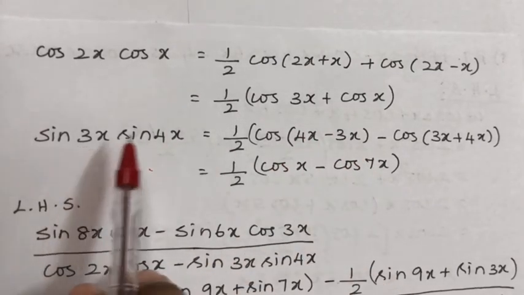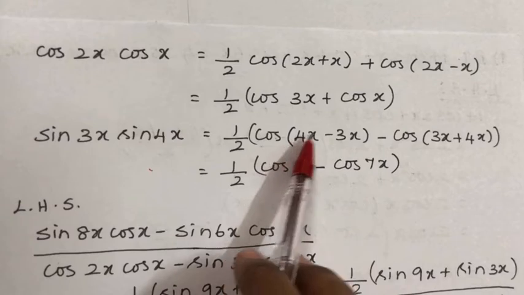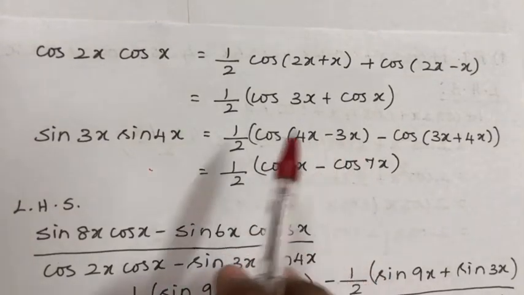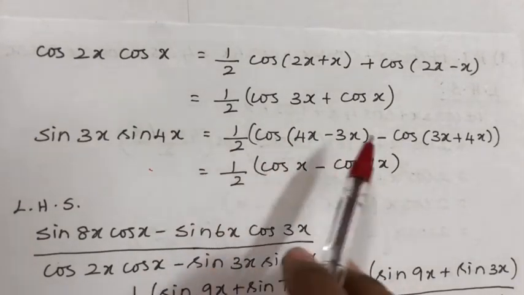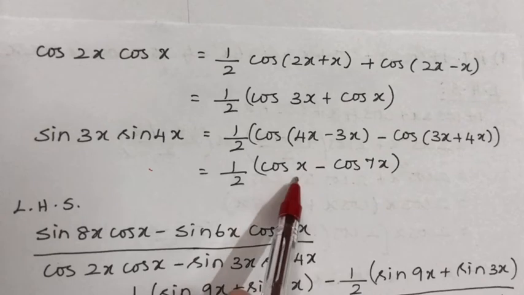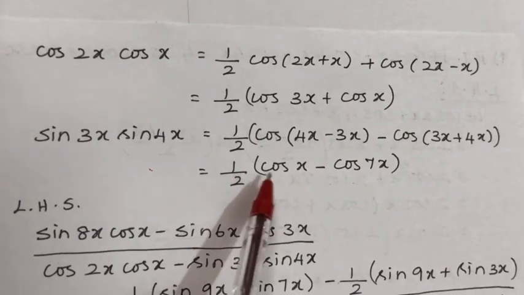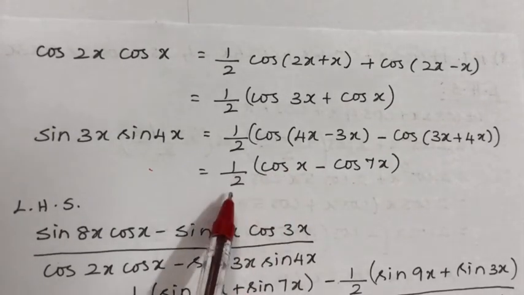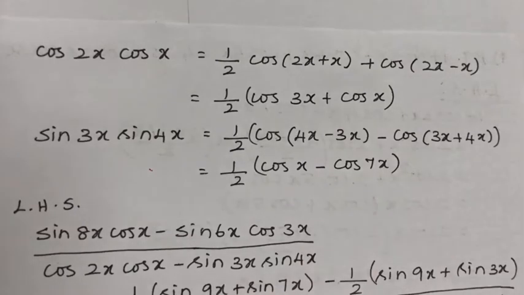Okay, similarly we can write cos 3x minus 4x. But cos is an even function, so the minus automatically vanishes. Okay, so no problem, there will not be any change. Half cos x minus cos 7x.